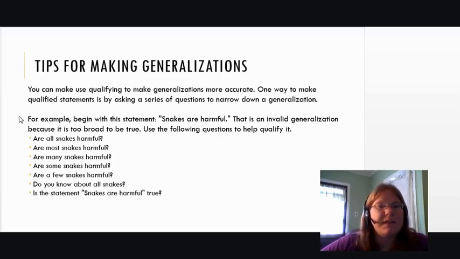For example, begin with the statement, snakes are harmful. That is an invalid generalization because it's too broad to be true. Really, all snakes are harmful? Can you really make that blanket statement over everything? So then use the following questions to qualify it. Are all snakes harmful? From my personal experience, I know some types of snakes that are not harmful. Are most snakes harmful? Again, I don't think I would say most. Are many snakes harmful? Maybe.